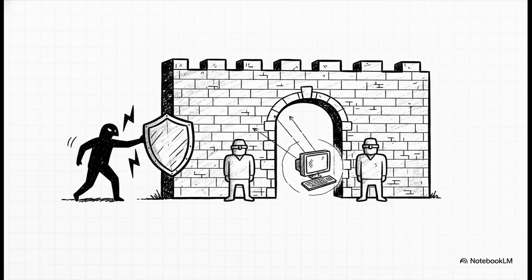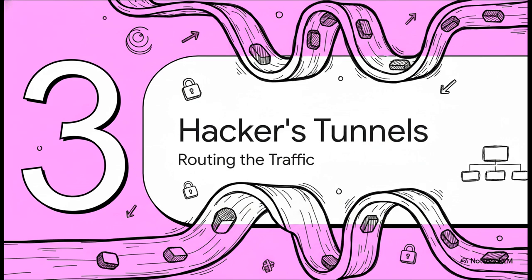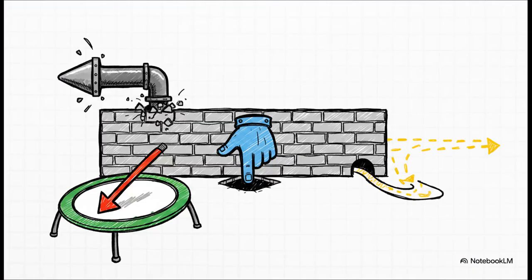All right, Section 3, the hacker's secret tunnels, routing the traffic. Let's peel back the curtain and look at the actual technical mechanisms hackers use to dig these secret underground paths. Attackers generally rely on three main techniques here. First up is SSH tunneling, also known as port forwarding. Basically, if they compromise a Linux server, they hijack the secure SSH protocol to build a reinforced, encrypted digital pipe for their traffic.